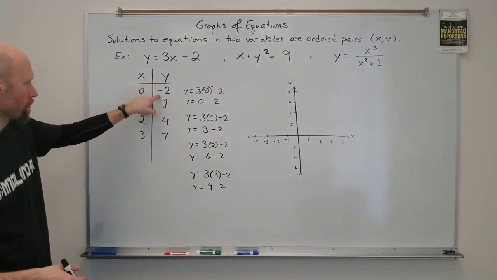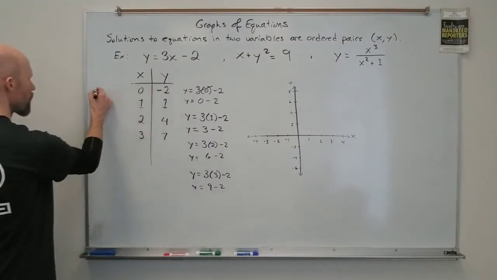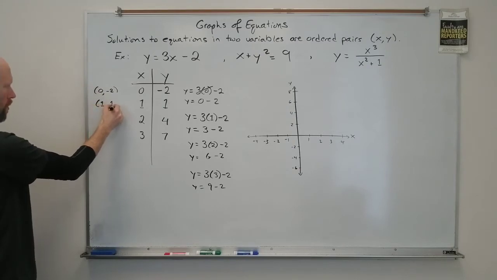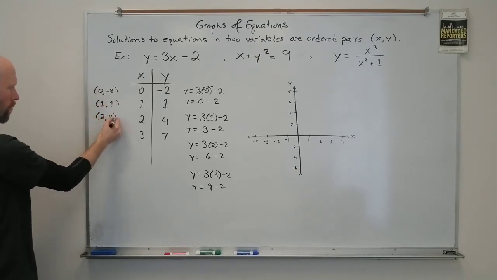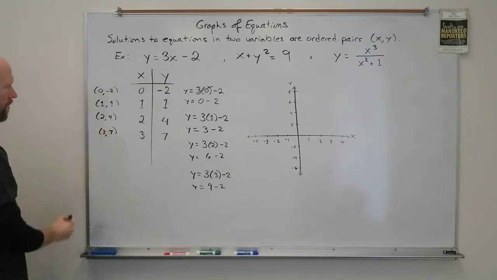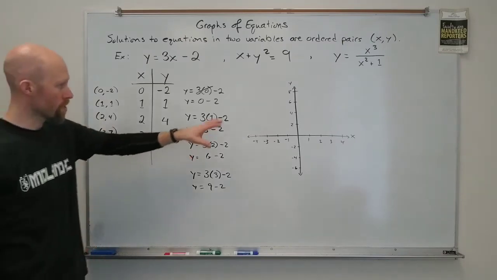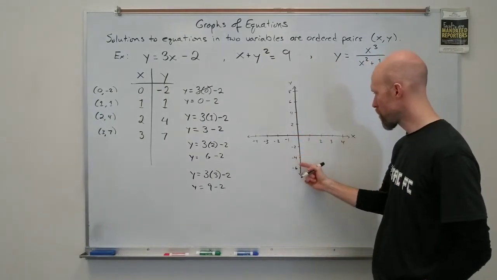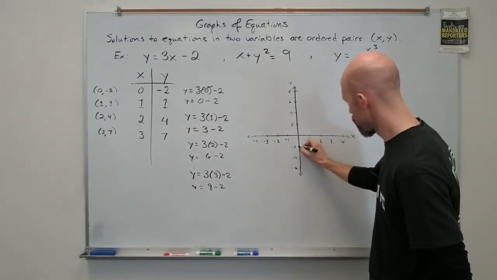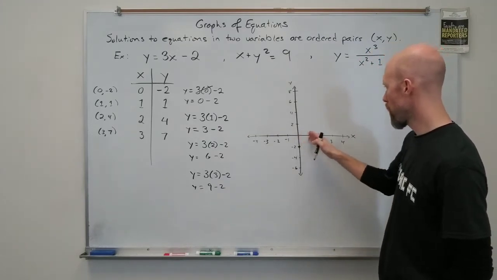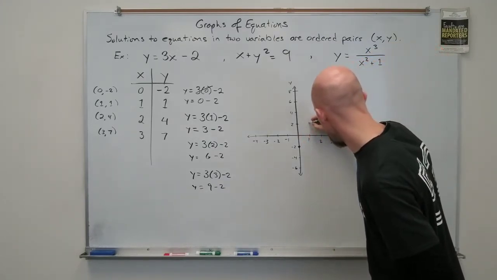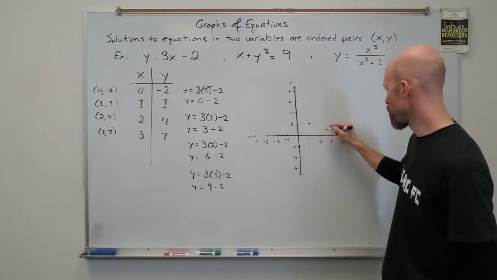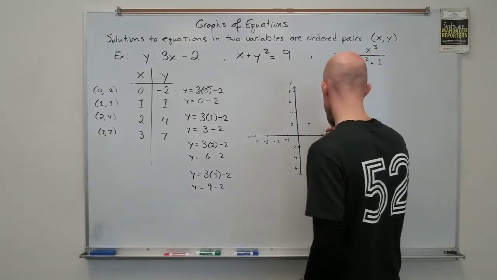And so I start plotting these points. 0, negative 2 is the first point. I'll put the points over here on the left: 0, comma, negative 2; 1, comma, 1; 2, comma, 4; and 3, comma, 7. Those are the corresponding 4 ordered pairs. So I plot those on the graph. 0 is the horizontal direction, negative 2 is the vertical. So that's 0, negative 2. 1, comma, 1, you go over 1, up 1 from the origin. 2, comma, 4, you go over 2, up 4 from the origin.